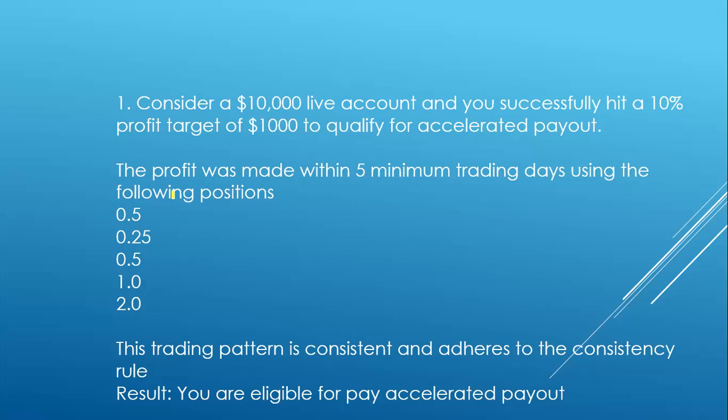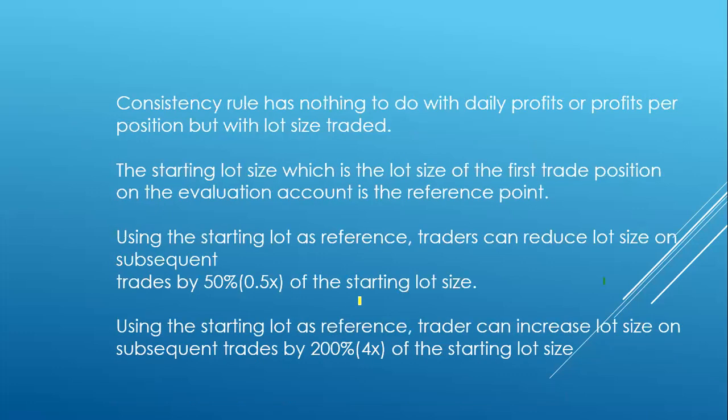So you can see that this is okay. Your lower limit is half of your starting lot size, and your higher limit is times 4 of it, understand? So this is consistent and you're eligible for a payout. So you can get a payout if you trade this way.